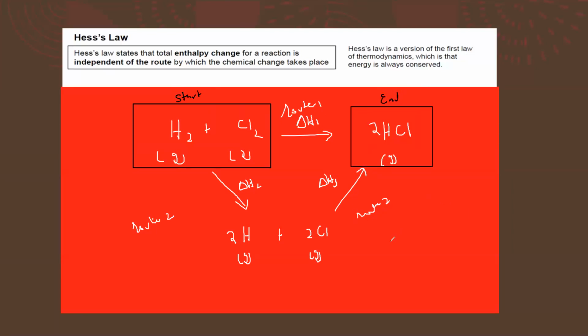According to Hess's law, if I follow route 1 or route 2, I will get the same energy change. According to route 1, if I start from H2 and Cl2 and form HCl, the energy change is delta H1. And that will be equal to route 2, delta H2 plus delta H3. So delta H1 is equal to delta H2 plus delta H3.